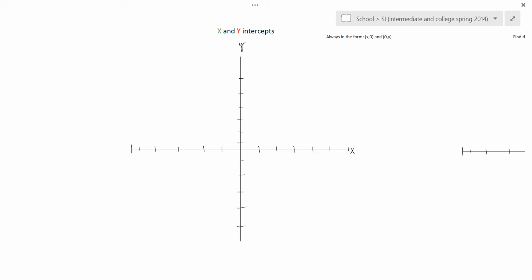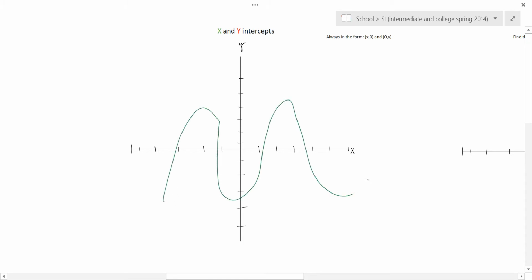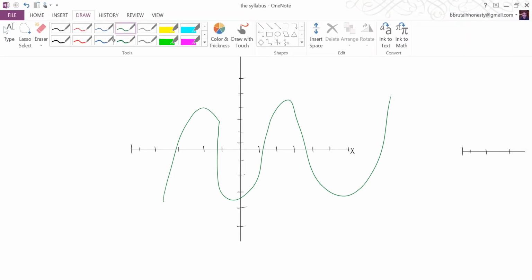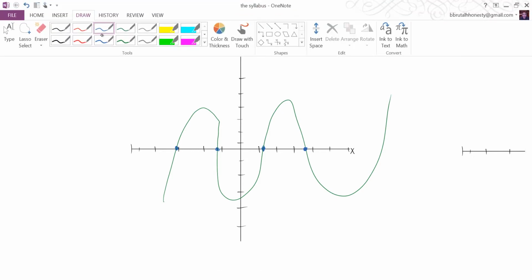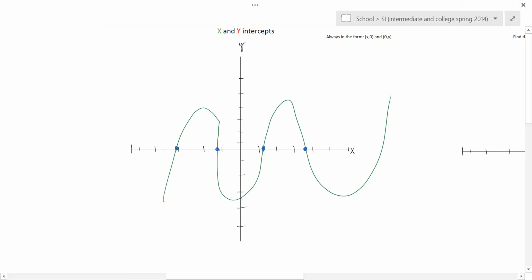An x-intercept is where the graph crosses the x-axis. I'm just drawing a fictional line. And a y-intercept is where the graph crosses the y-axis. So, for example, our x-intercepts are here, here, here, and here. And our y-intercept, in this case there's only one, is here.